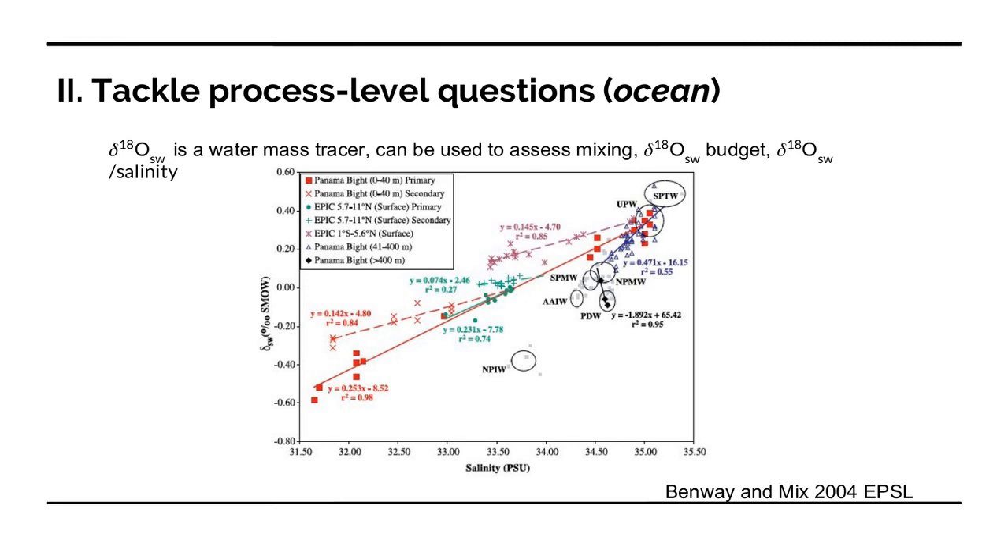This is just a simple example of that from the Benway and Mix paper from a while back that shows, in this delta 18O-salinity space, that each of these water masses is clearly represented in different areas of the scatter plots. So they have distinct isotopic signatures and a distinct relationship with salinity. That information can be very useful for thinking about changes in ocean mixing and, again, understanding the ocean delta 18O of seawater budget.